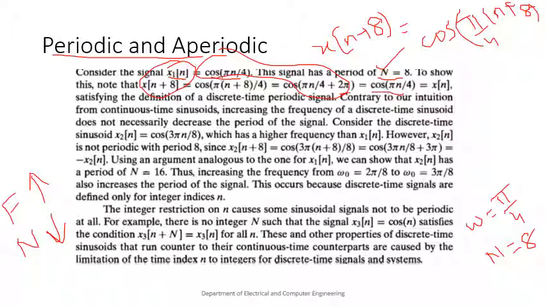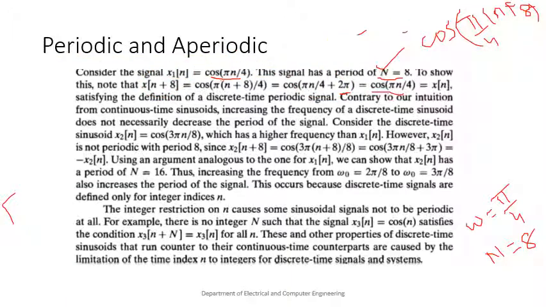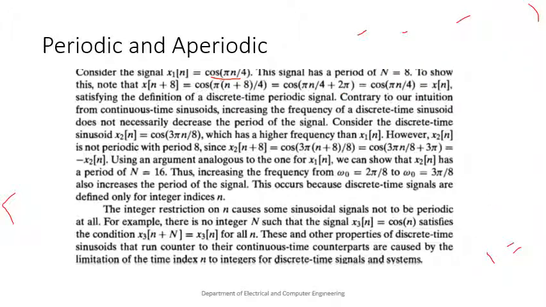So let's have a look at the second example. Here, the frequency is 3 pi by 8, which is obviously greater than pi by 4. So it is a higher frequency than x1. However, x2 of n is not periodic with period 8. We have increased the frequency, but this is not periodic with period 8.